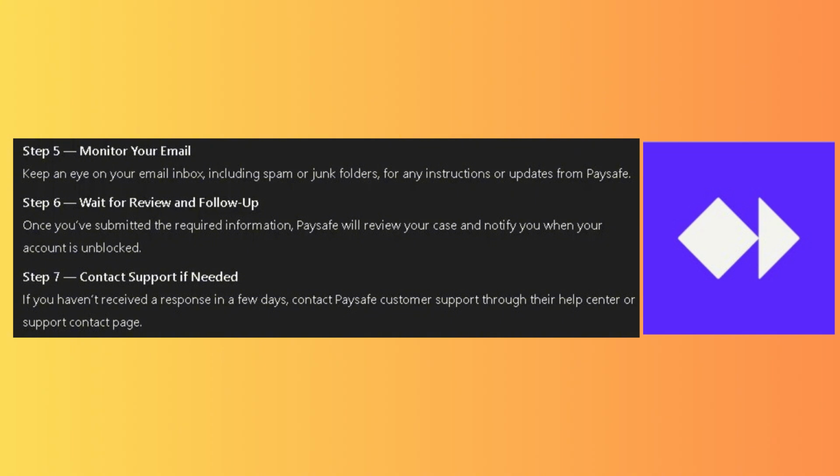Monitor your email. Keep an eye on your email inbox, including spam or junk folders, for any instructions or updates from Paysafe. Wait for a review or follow up. Once you've submitted the required information, Paysafe will review your case and notify you when your account is unblocked. Contact support if you need to. If you haven't received a response in a few days, contact Paysafe customer support through the help center or support page.